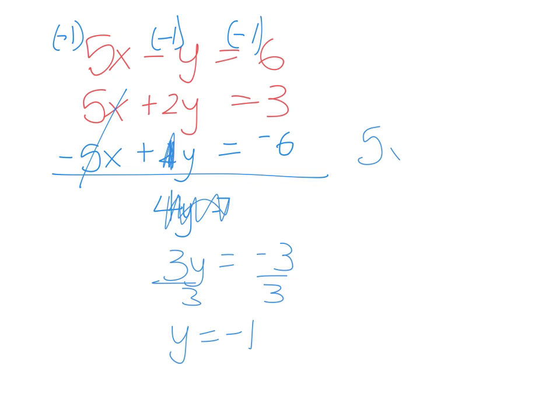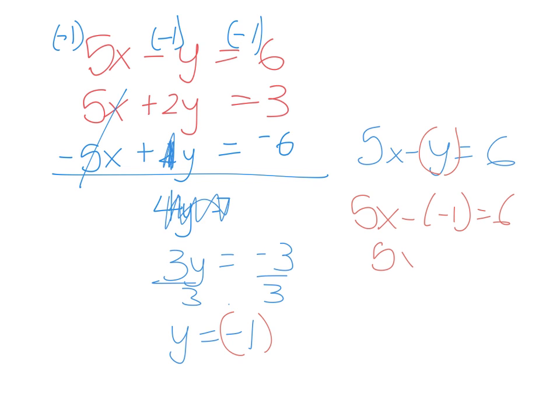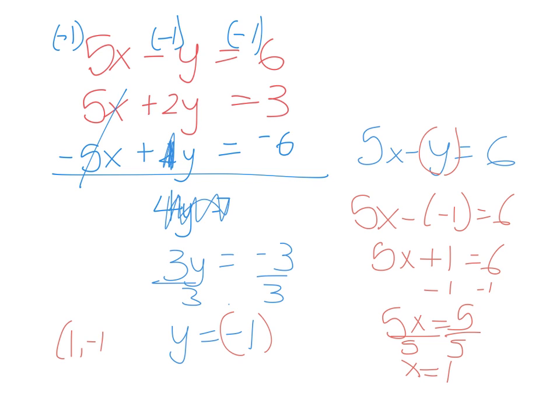I'm going to take one of the original equations, substitute in negative 1 for y. That's 5x minus negative 1. So that's 5x plus 1. Subtract 1. 5x equals 5. Divide by 5. X equals 1. The ordered pair is 1, negative 1.